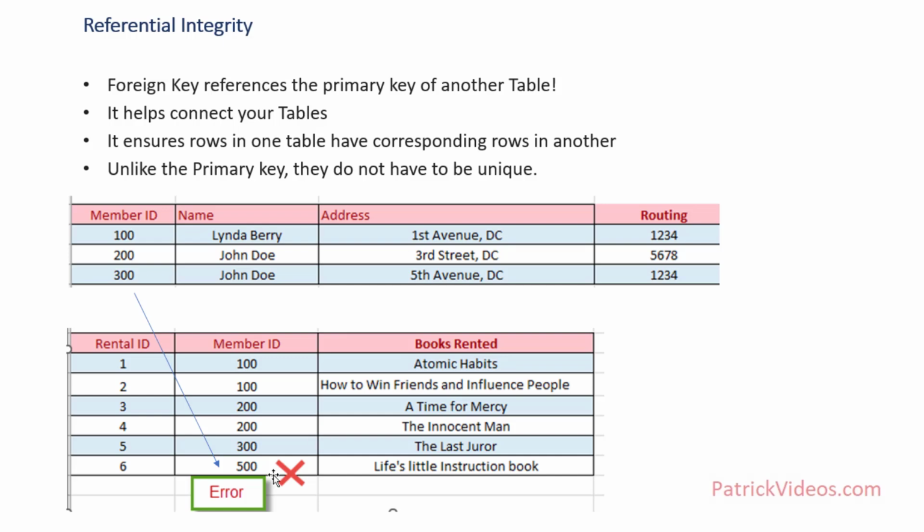That is, it won't let you insert records with numbers that are not there in the primary key of the other table. Imagine this is the employee table and this is the salary table. You cannot enter a salary for an employee ID that does not exist in the employee table. You can see that it ensures rows in one table have corresponding rows in another. And unlike the primary key, they do not have to be unique. Of course, you can see that the member IDs repeat, that's okay.